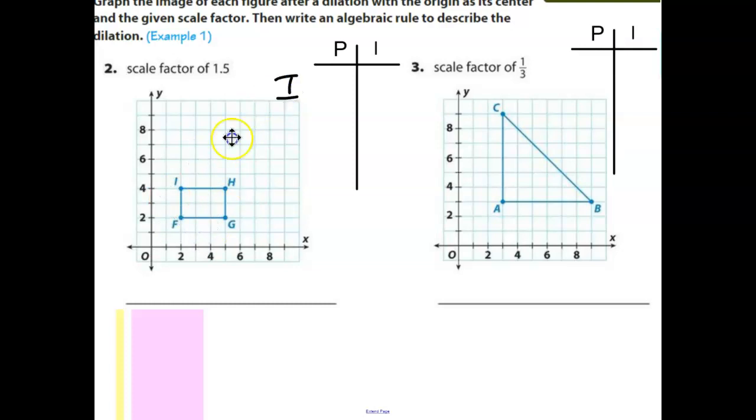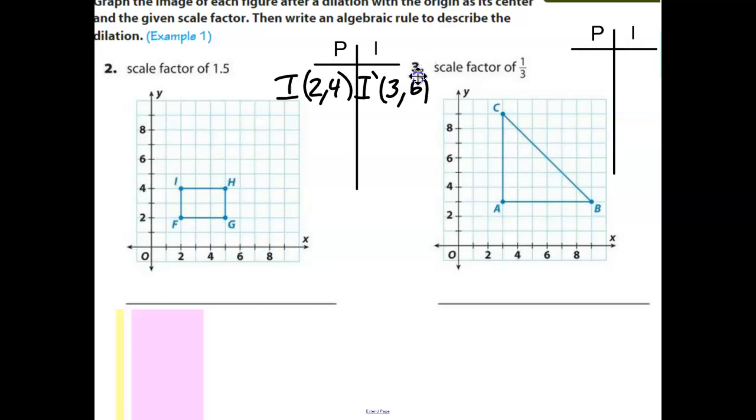So we're going to go 2, 4, for example. You're going to apply a scale factor of 1.5, so that means you're going to multiply each one by 1.5 to get I prime. So then we're going to get 3, 6. Okay? Like that.